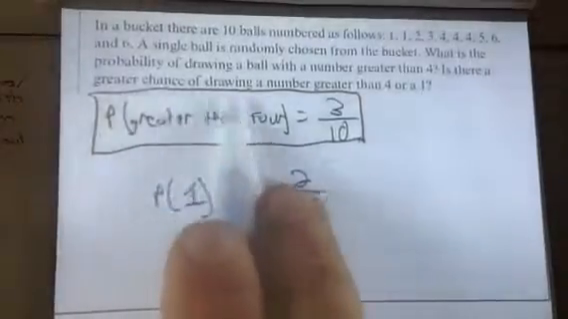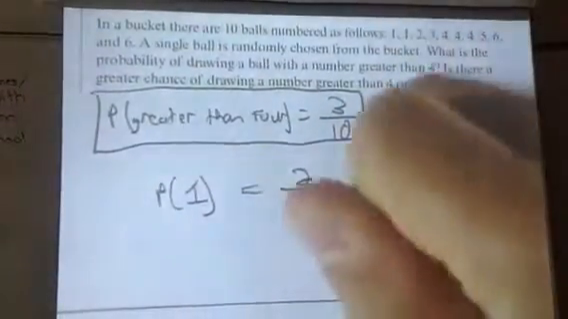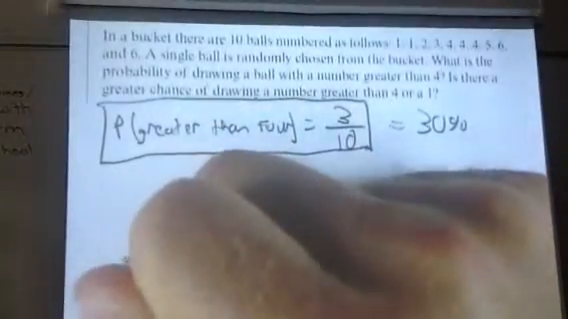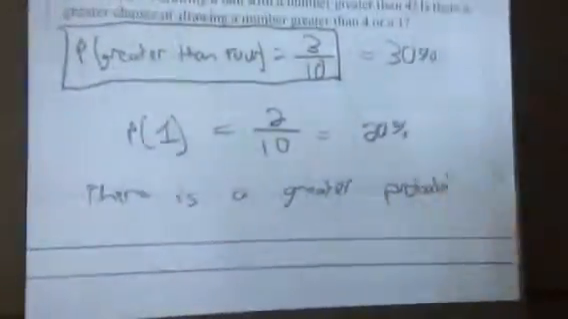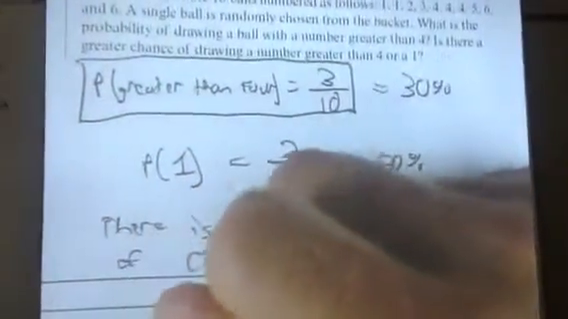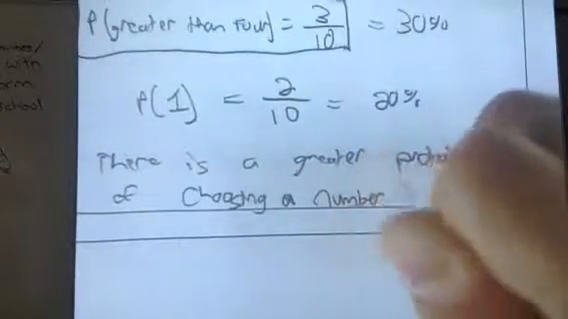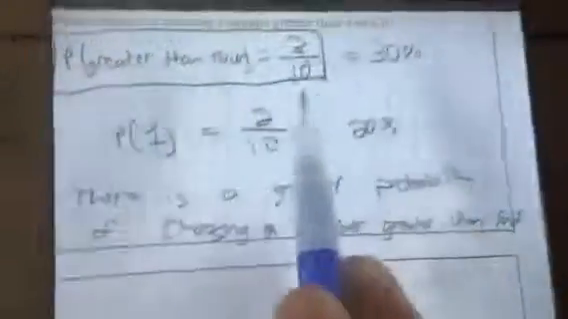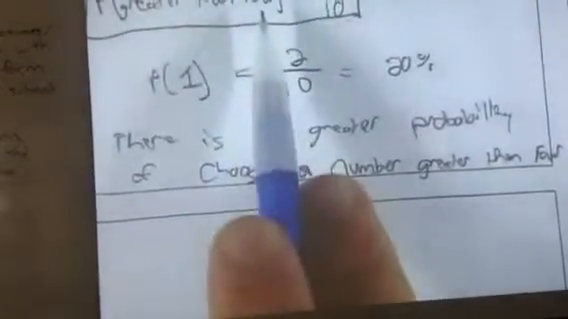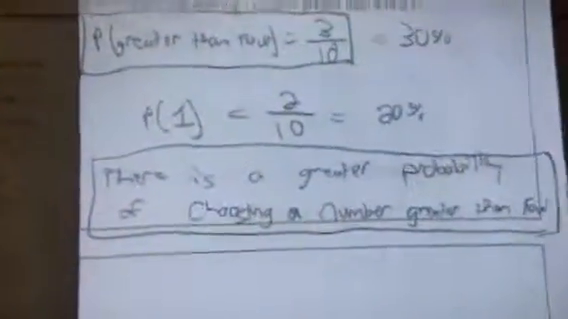So, is there a greater chance of drawing a number greater than 4 or a 1? Well, you've got a 30% chance here. You've got a 20% chance here, so there is a greater probability of choosing a number greater than 4. Because you've got a 3 out of 10 chance, which again would be 3 tenths or 30% of choosing a number greater than 4, and then you've got a 2 out of 10 chance would be 2 tenths or 20%. So 30% is larger than 20%. There's a greater probability of choosing a number greater than 4. That is all.